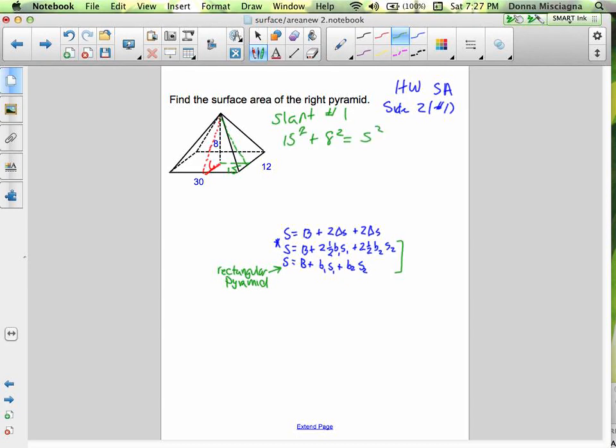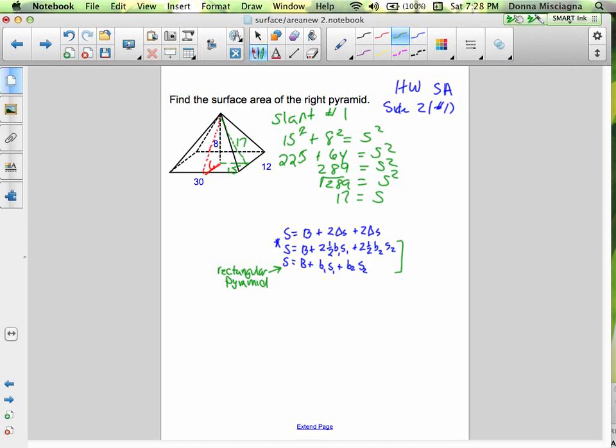So 15 squared is 225. 8 squared is 64. Add those together, and you're going to have 289. The square root of 289, it is a perfect square, is 17. So this is a Pythagorean triple. It's the 8, 15, 17 Pythagorean triple. So that's one slant. This slant here is 17, because 8 squared plus 15 squared is 17 squared.